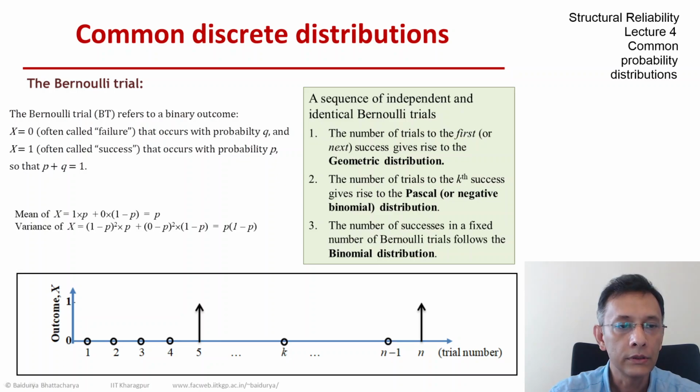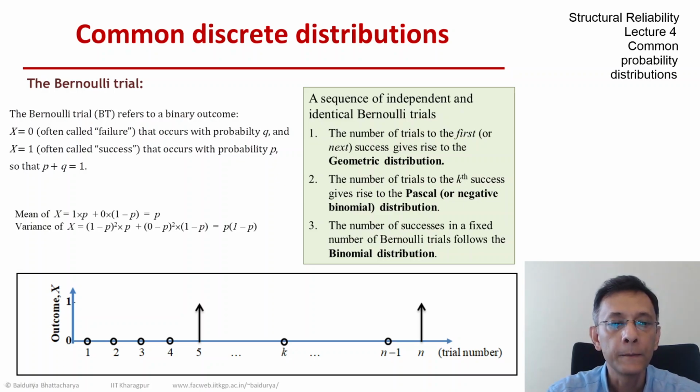The first one is the answer to the question: at which trial number is my first success going to occur? I can also ask a related question: what is the time between occurrences or successes, or when is the next success going to occur, after how many trials? So this gives rise to the geometric distribution.